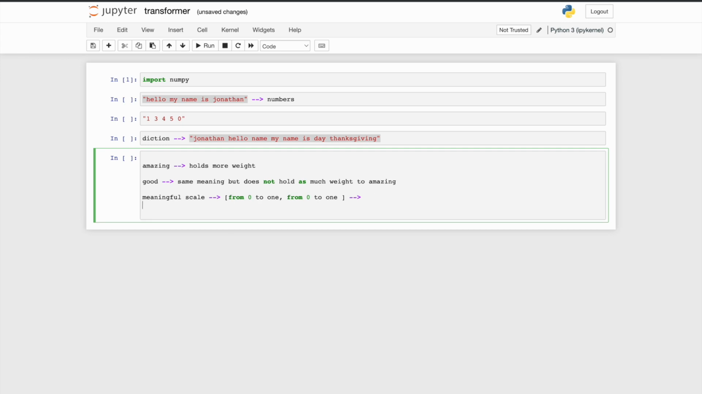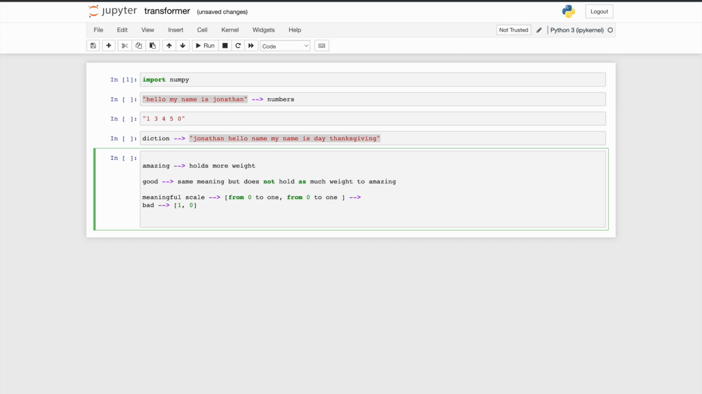So for example, bad. In terms of the meaningful scale, if you did a bad job in a project, you can essentially say that the meaningful scale is going to be a 1 and a 0. 1 being really the word hurts and there's no good meaning behind the word bad. So using the meaningful scale, you can say amazing essentially has the meaningful scale of 0 and 1.